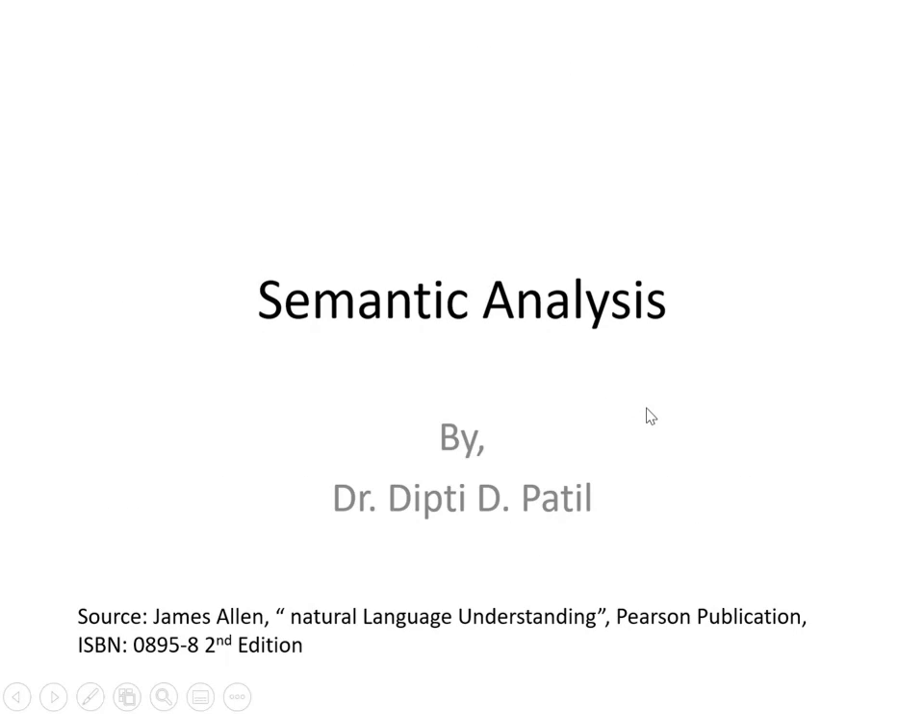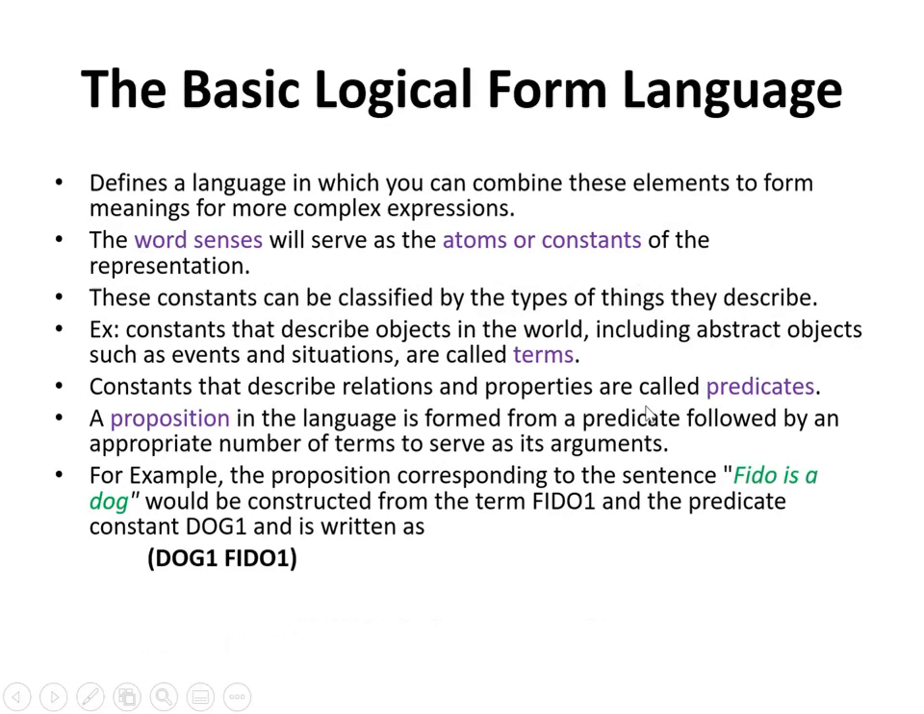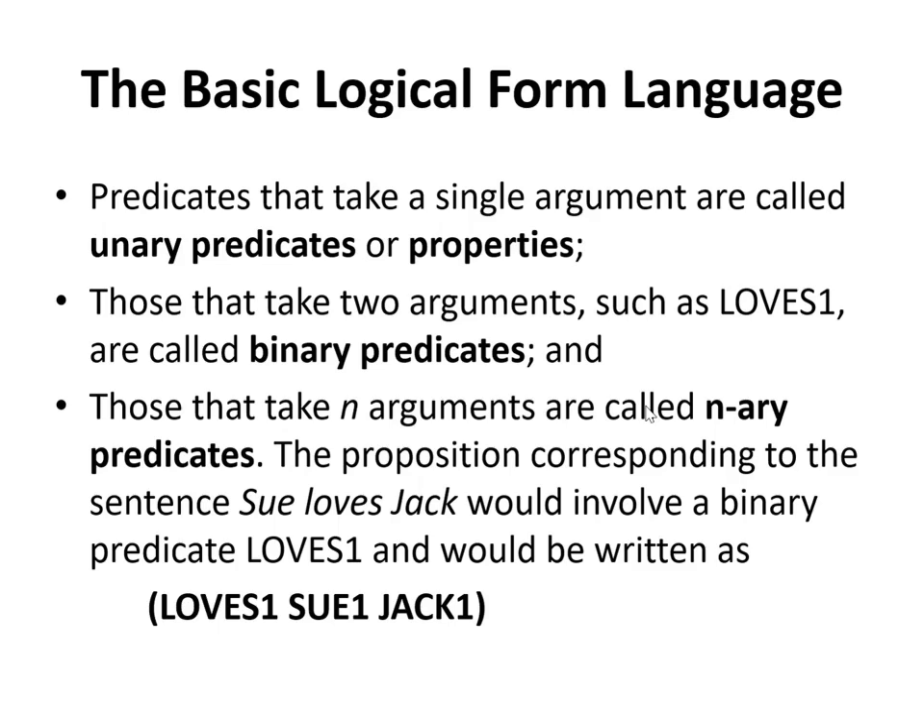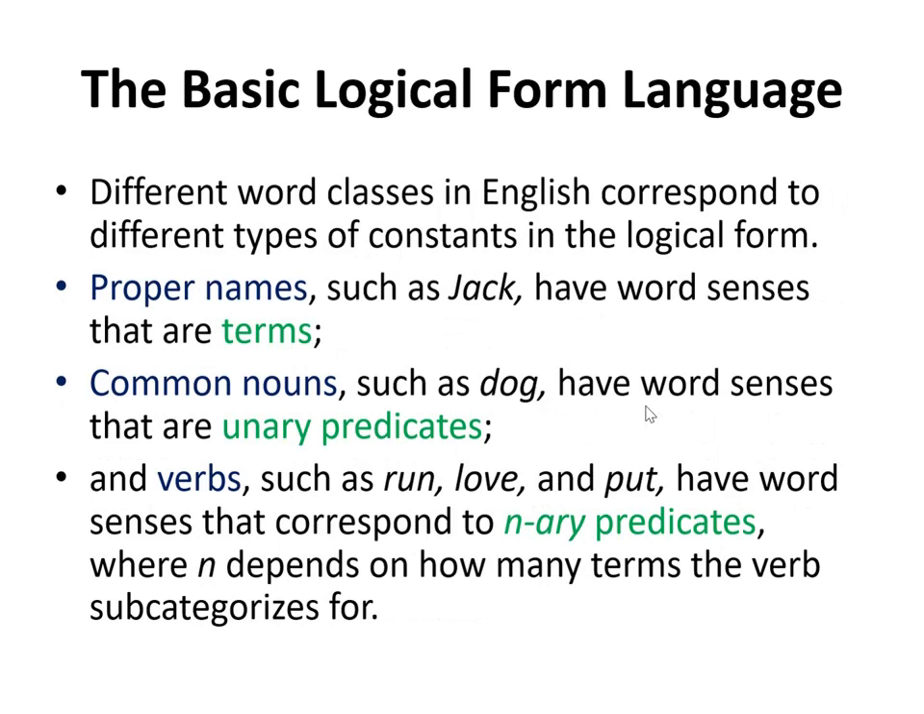Hello students, in the previous lecture we discussed semantic analysis and I introduced you to the basic logical form language, where we studied word senses and how they can be represented with atoms or constants, which can be terms, predicates or propositions, where the predicate is followed by an appropriate number of terms to serve as its arguments. We also saw the different types of predicates: unary, binary or n-ary.